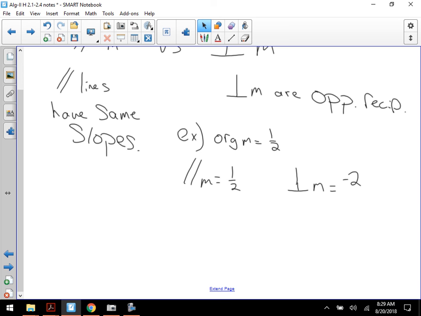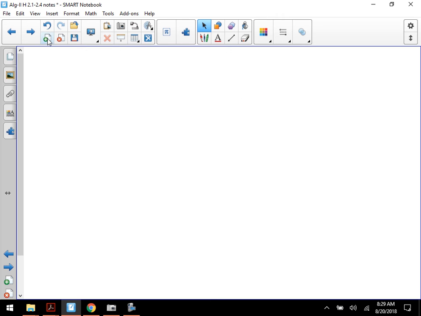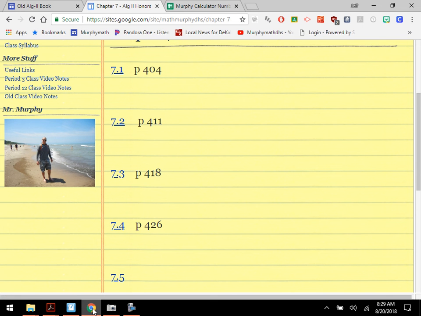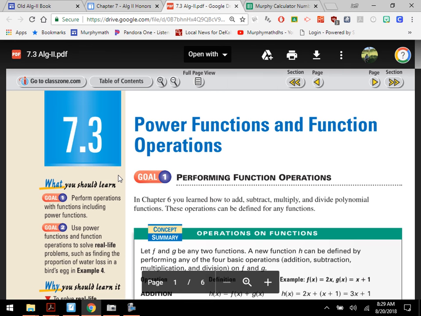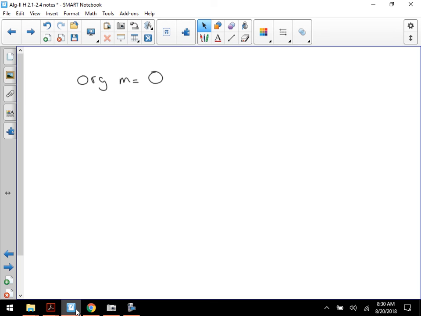Now, the weird one will come in when you have something like this. If your original slope is 0, oh crap. With any luck, 7/3 is the slope stuff, right? No, it's not. Oh, that's 7. I'm in the wrong chapter.